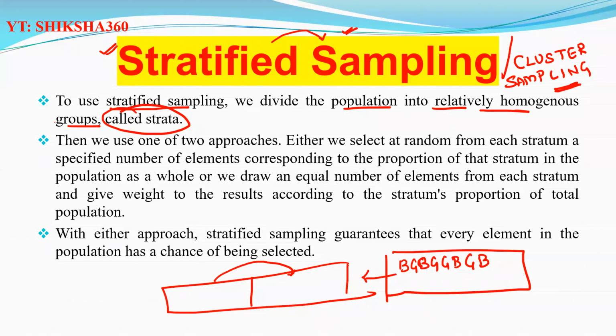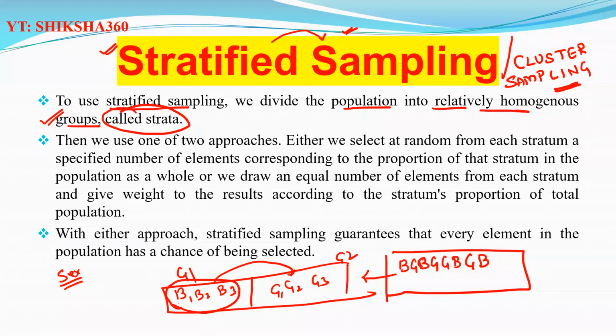Into relatively homogeneous groups. This is group 1, this is group 2. All the members of group 1 are the same, and all the members of group 2 are the same. Here we are differentiating on the basis of sex, boys and girls. B1, B2, B3 are all boys, and G1, G2, G3 are all girls. They are homogeneous with each other, and this is known as the strata. Hope it is clear to all of you.